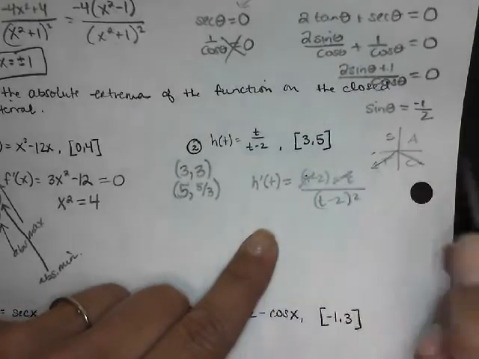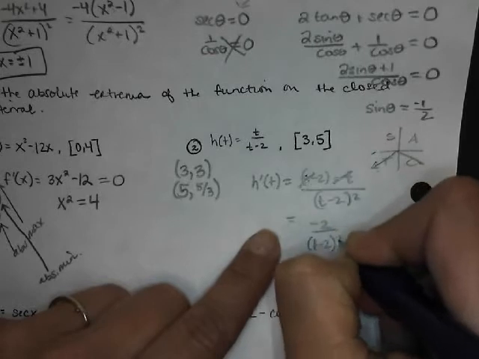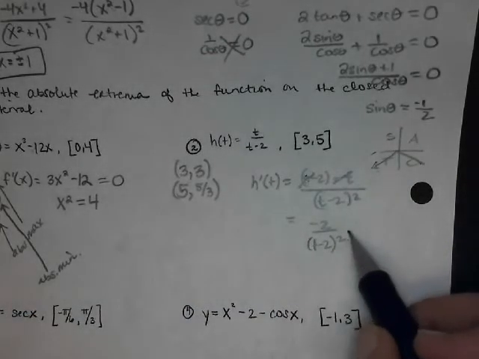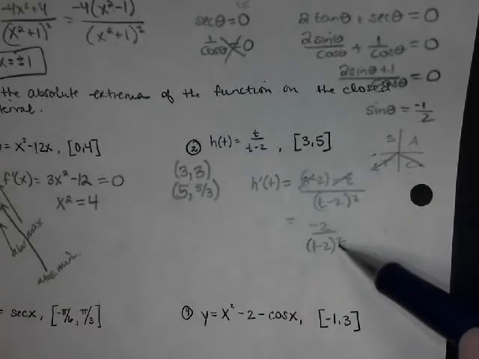So t minus t up top is going to cancel, so we're going to get negative 2 over (t minus 2) squared. So when will this equal 0? Never, because the numerator will never equal 0. When will it be undefined?